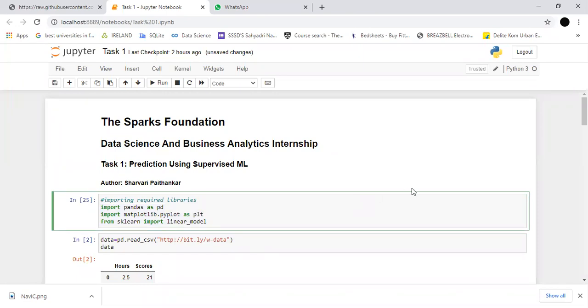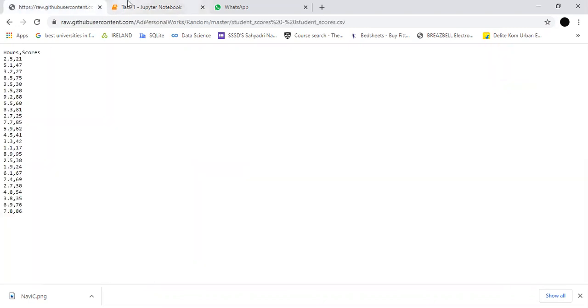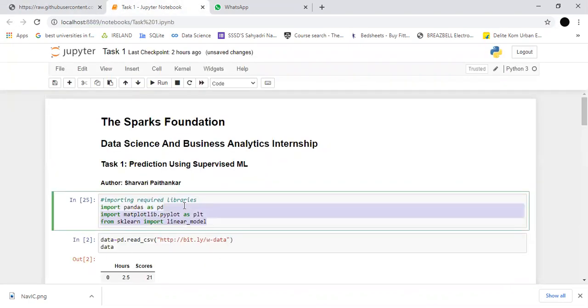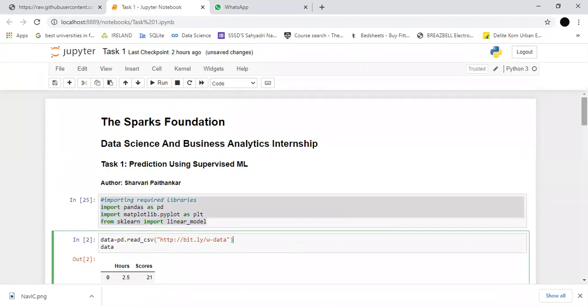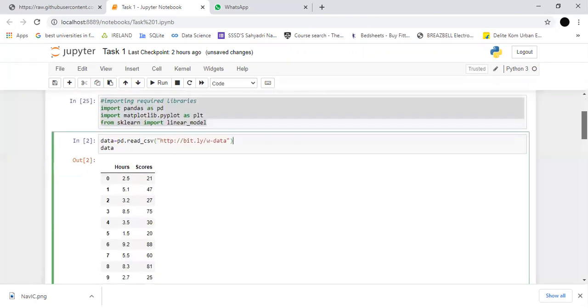The problem statement is to predict the scores of the student based on the number of hours studied. For this, they have given their own data set. I have imported the following required libraries, that is pandas, matplotlib, and scikit-learn. From scikit-learn, we have used a linear model that contains the linear regression property.